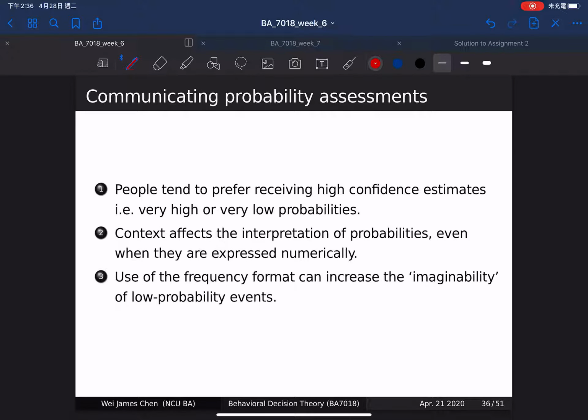Okay, so a lot of the time this is the last issue. A lot of the time people need to communicate with each other about these probability assessments. Okay, so you need to talk to your boss about your assessment, or talk to your teammate about your assessment, or talk to your classmate.